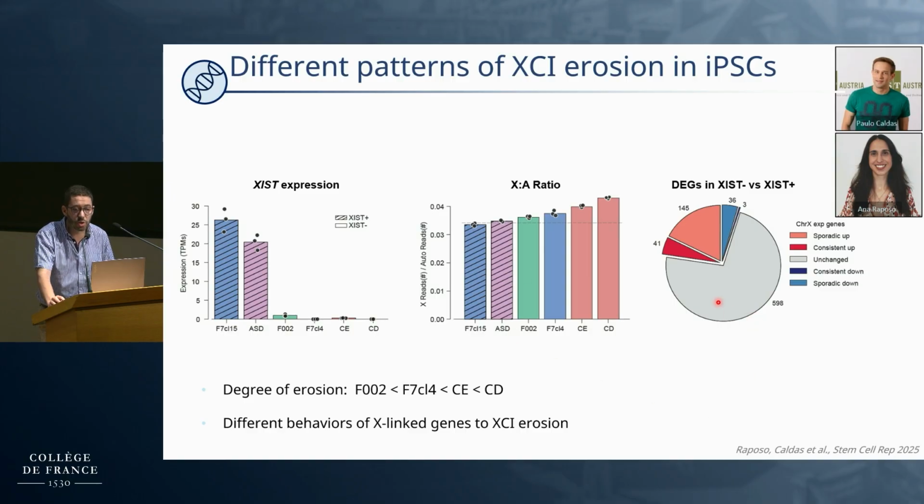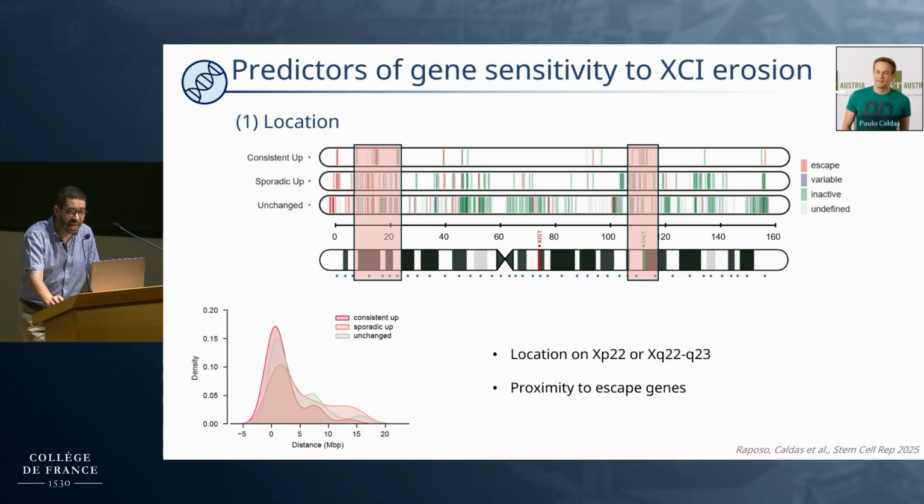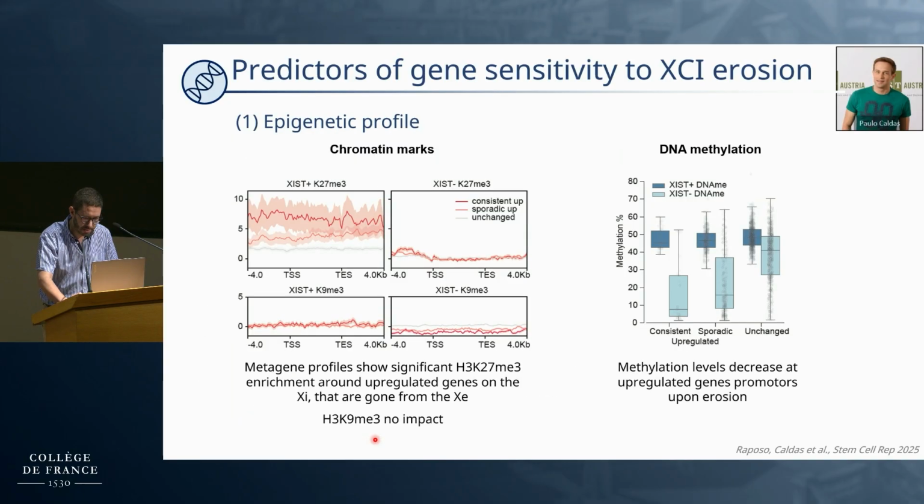So the next question was, what could explain the likelihood of an X-linked gene to become overexpressed upon erosion? One aspect that was important was location. Eroded genes tend to cluster in specific places in the X chromosome, like this region on the short arm, this Xp22 band, but also in the middle of the long arm, in this region where XIST is located. Another aspect that was important is the proximity to escape genes. Eroded genes, on average, were closer to escape genes than non-eroded genes.